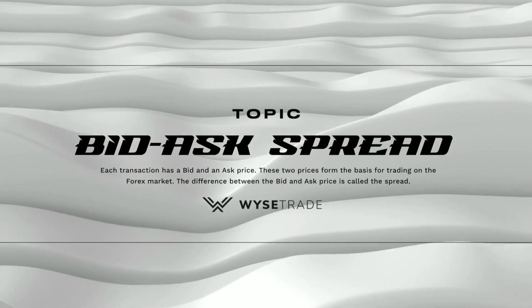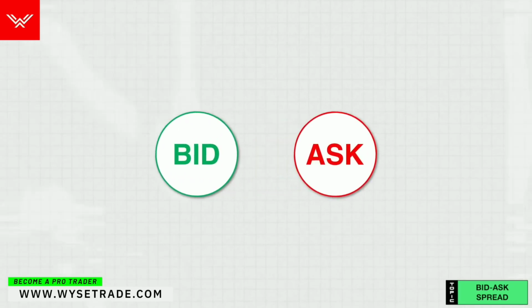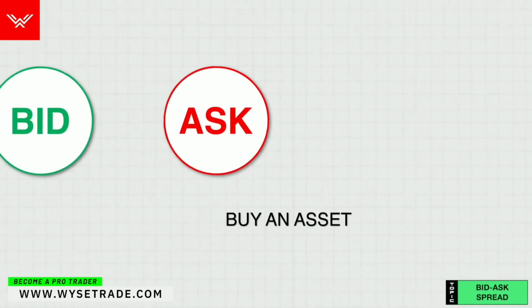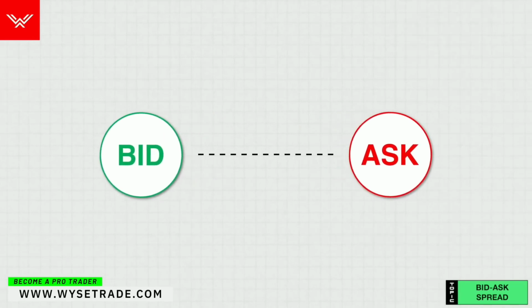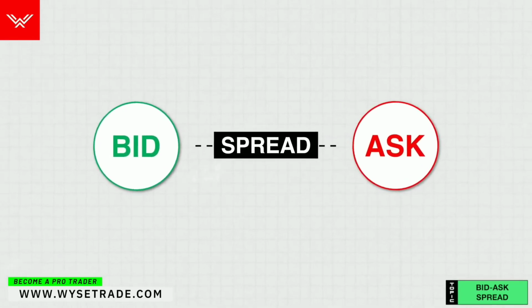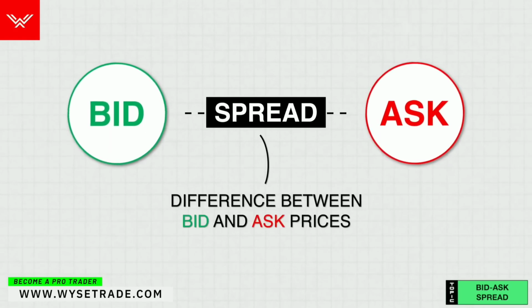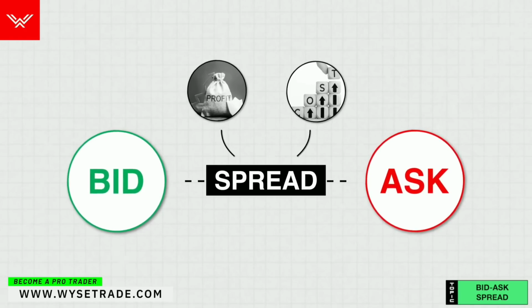Bid, ask, and spread. Each transaction has a bid and an ask price. These two prices form the basis for trading on the Forex market. When you're looking to buy an asset on the Forex market, you will pay the ask price for the base currency. When you're looking to sell an asset on the Forex market, you will sell at the bid price. The difference between the bid and ask price is called the spread. In essence, the bid-ask spread is the difference between the price a dealer will buy a currency and what they will sell it for. The spread covers the dealer's profit and the cost of the transaction. It is essentially the cost you pay to enter the market.